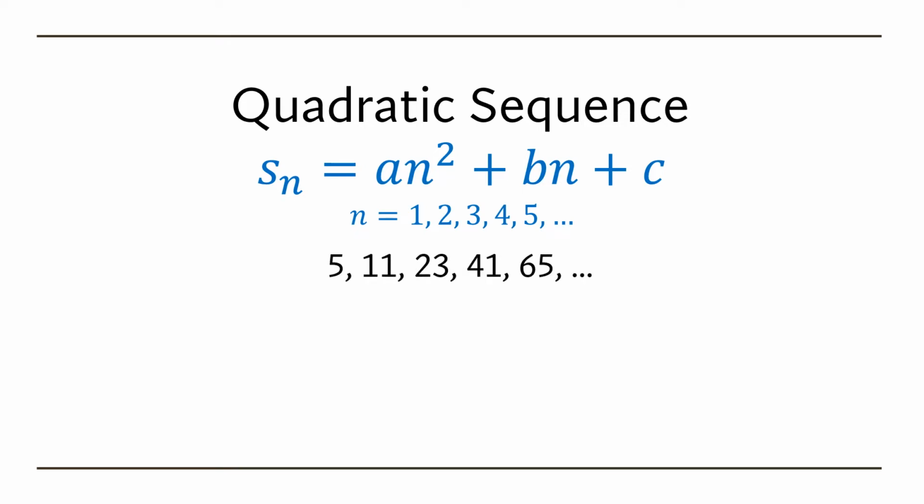And in the previous videos, I gave you a sample problem, 5, 11, 23, 41, 65. And given this sequence, our goal in each of the problems was to figure out what A, B, and C were, and then given that, we would be able to find any value, any element in the sequence by just plugging in a value for n.